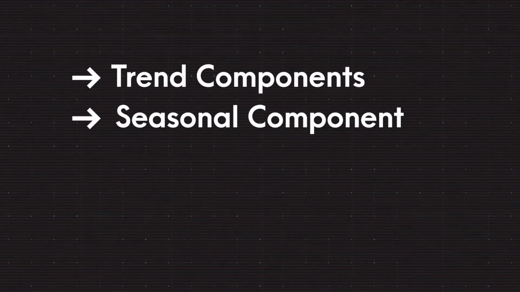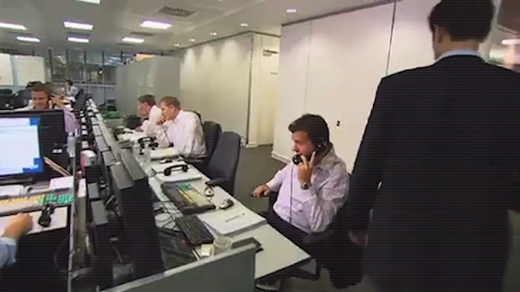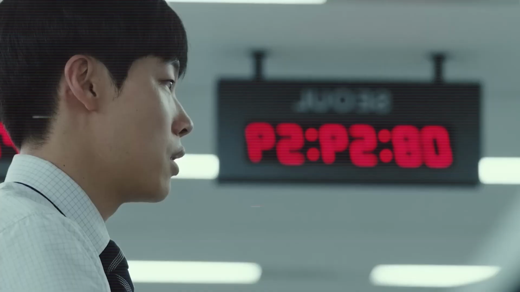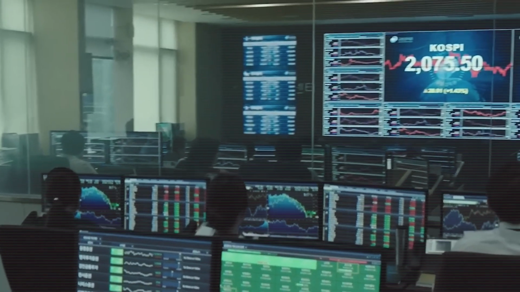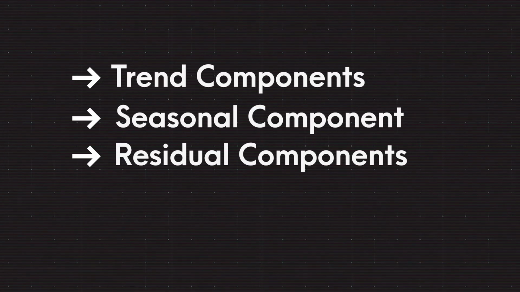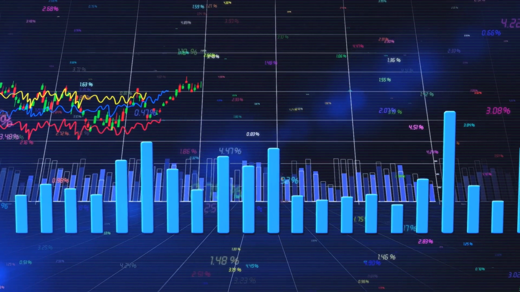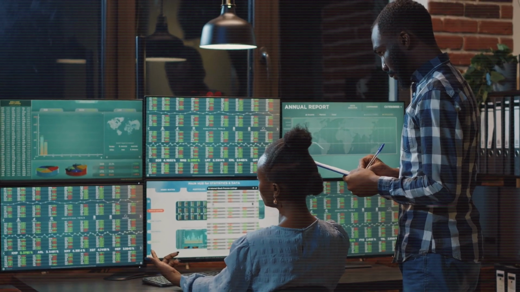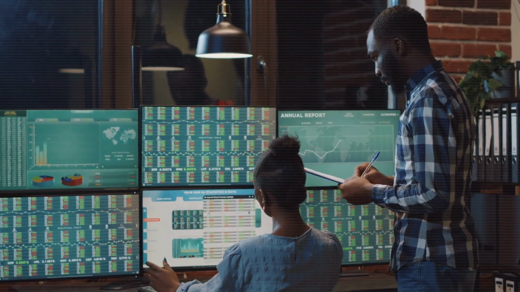2. Seasonal component. This captures periodic fluctuations in the data. For example, certain sectors might perform better during specific times of the year, like an increase in retail sales before the holiday season. 3. Residual component. After removing trends and seasonality, we're left with the residual, which includes noise and random fluctuations. While it might seem insignificant, understanding the noise can help you spot anomalies or unusual market behavior.